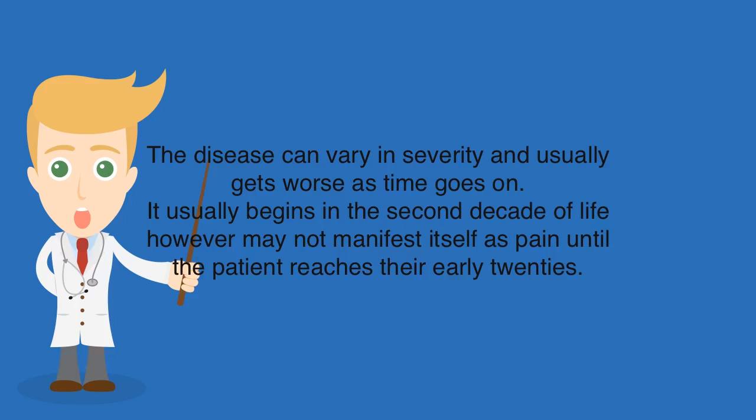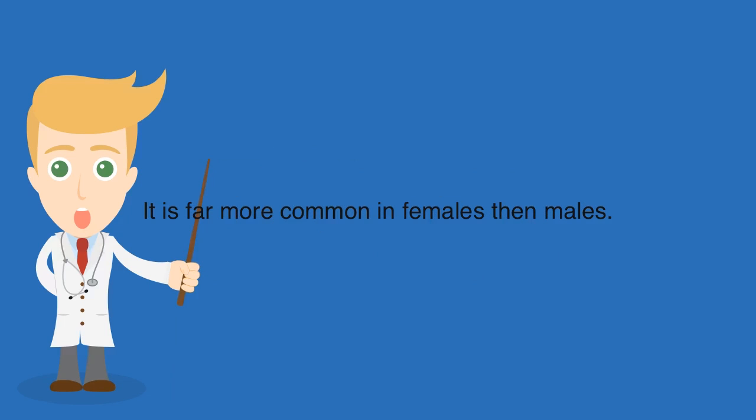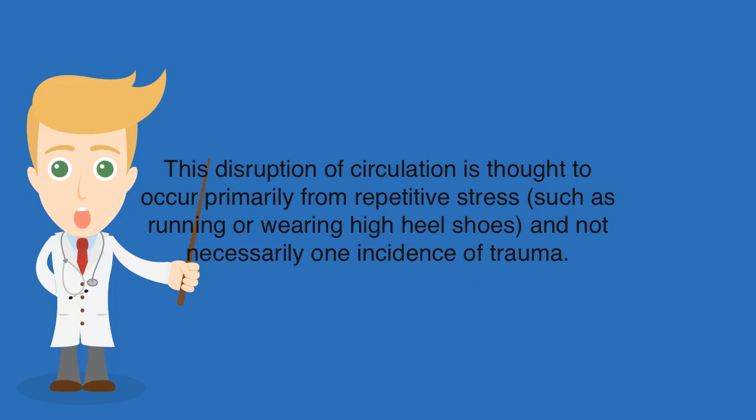The disease can vary in severity and usually gets worse as time goes on. It usually begins in the second decade of life, however, may not manifest itself as pain until the patient reaches their early 20s. It is far more common in females than males. This disruption of circulation is thought to occur primarily from repetitive stress, such as running or wearing high heel shoes, and not necessarily one incidence of trauma.